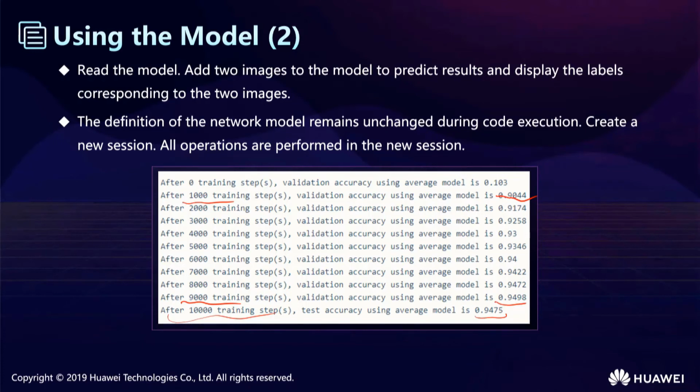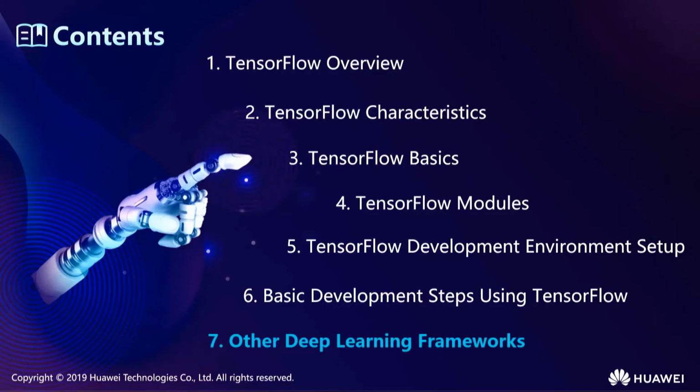The test accuracy is different from the validation accuracy. It is more focused on examining the generalization capabilities. We can also add two images to the model and get the predicted results. These don't change our model, and all operations are performed in the new settings.